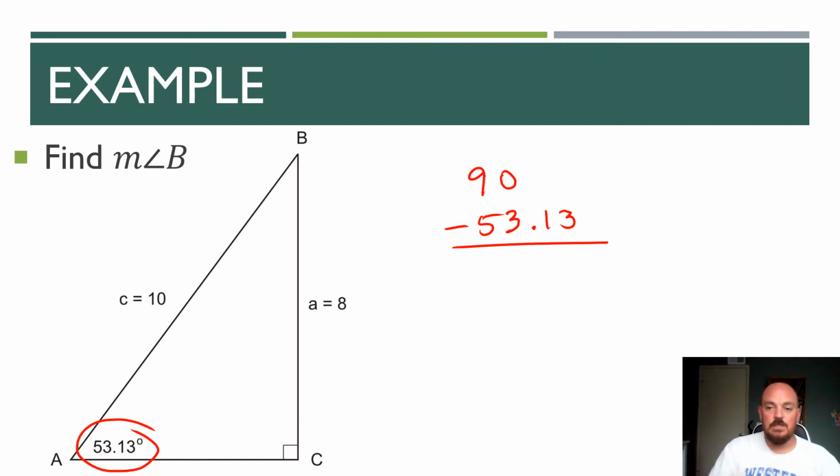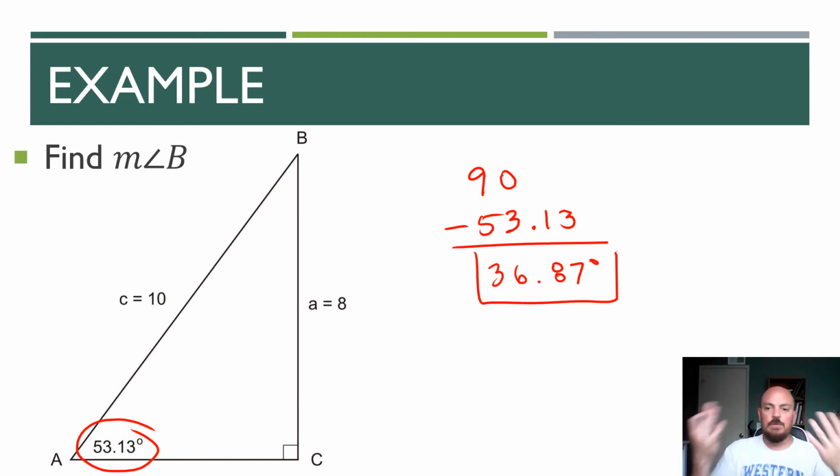And you can even use a calculator. Grab a calculator, you do 90 minus 53.13 would be what, 36.87 degrees? I mean, that's your answer, 36.87. So it's really, really simple. If you already know one angle, don't do the trig. Don't do more work than you have to. Don't do SOHCAHTOA, do it the easy way. If you know one angle of a right triangle, subtract from 90, you got the other one.